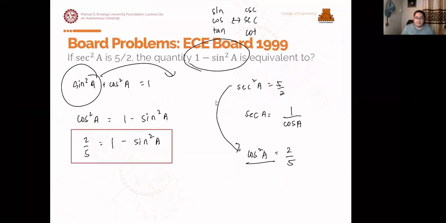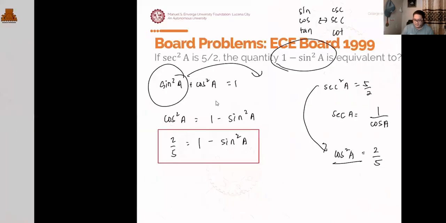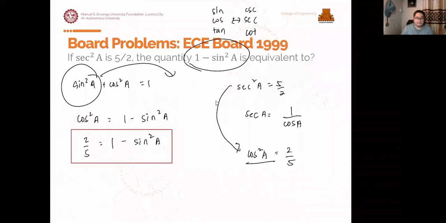Okay? So, using Pythagorean identity, nakuha natin yung 1 minus sine squared. Okay? And then ito is yung inverse relation lang naman natin, which is ito, reciprocal identities natin. Ng secant theta is equals to 1 over cosine theta. Okay? Next.